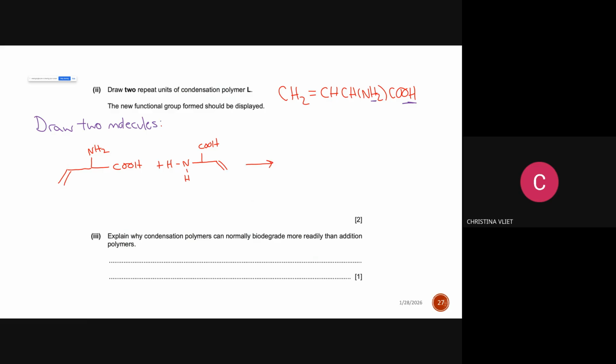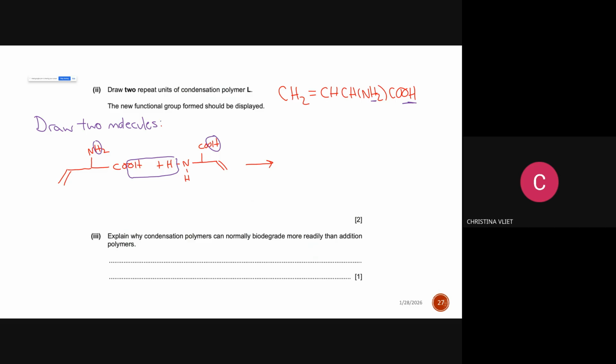So how do I put this together? What do I have to take out to make the condensation polymer? I have to take out water, right? I have to take out water from here. And where else? Here. One of those. And where else? There. Okay, so how do I put that into a product?